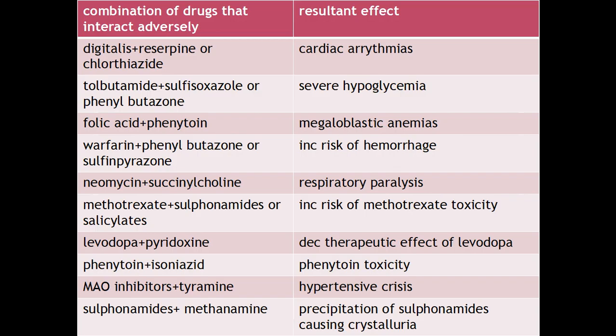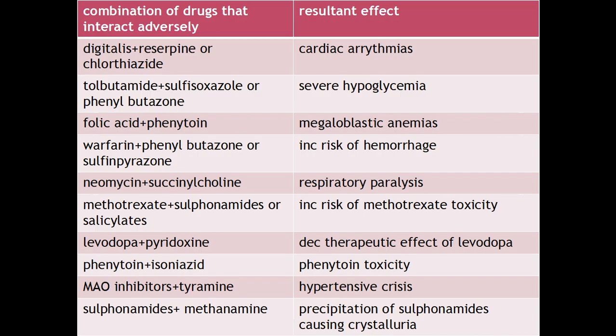Then warfarin plus phenylbutazone or sulfenpyrazone. So phenylbutazone or sulfenpyrazone increases the effects of warfarin. So when warfarin effects increases, there will be increased risk of hemorrhage. Bleeding will be there. Neomycin plus succinylcholine, respiratory paralysis.